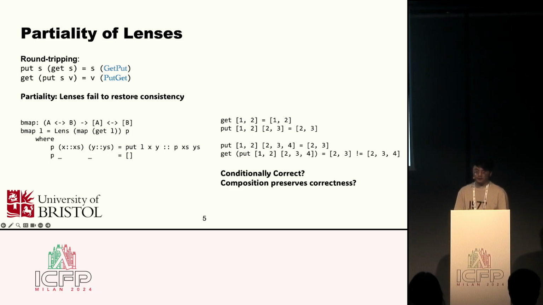So we have a feeling that this map construction is actually conditionally correct, since if you only allow limited changes or limited updates to the view, then the round-tripping properties are satisfied. But we want a formal way to describe this kind of conditional correctness. We're also interested in the compositional behavior of those partial lenses, and we want to answer the question of whether composition preserves correctness in this case.